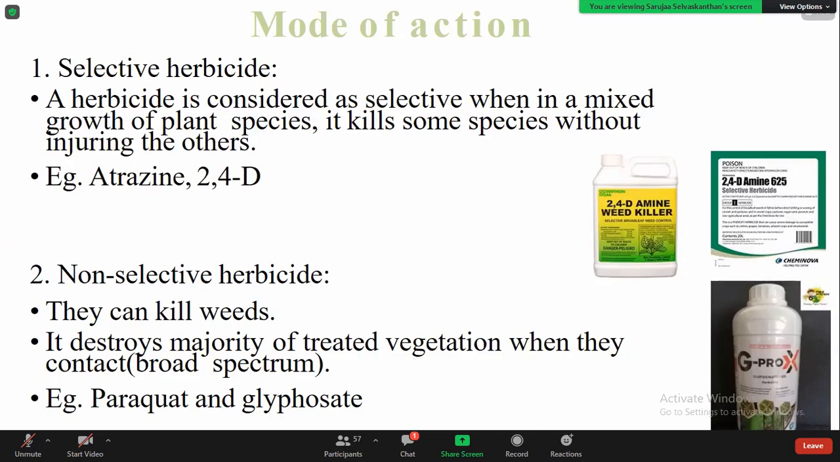The third one is based on mobility. Based on mobility, we can divide it into 2 groups: contact herbicides and translocated herbicides. Contact herbicides destroy only the contact parts. Example is paraquat. Translocated herbicides move through the xylem and phloem. Example is glyphosate.